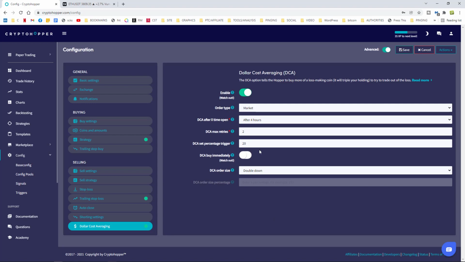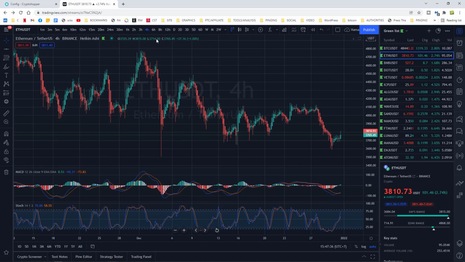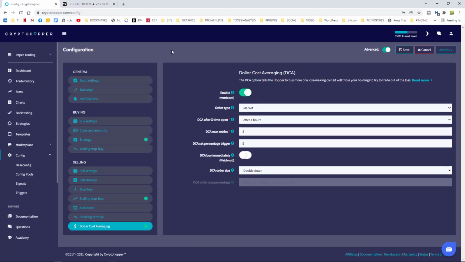And in the past, I used to have this set to 5, and this set to 3, and I used to have this set to double down. Now, that can work fine as long as Bitcoin is bullish and we're in an uptrend on the 1-day chart. If something drops 5%, DCAs, and then things start going back up, that can work fine. It really depends on what Bitcoin's doing.